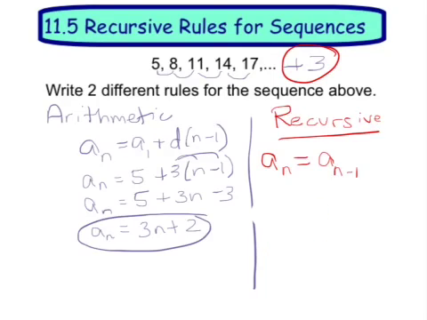Then what I have to do is say, well, I'm taking that previous term and adding 3. So this is the previous term. Along with a recursive rule, though, there's one more thing we need to always provide. And if we're going to use one previous term, we need to tell along with the rule what that first term is, because without that first term we can't generate the sequence. So along with the rule, we then have to specify that the first term is 5. This is what a recursive rule looks like.